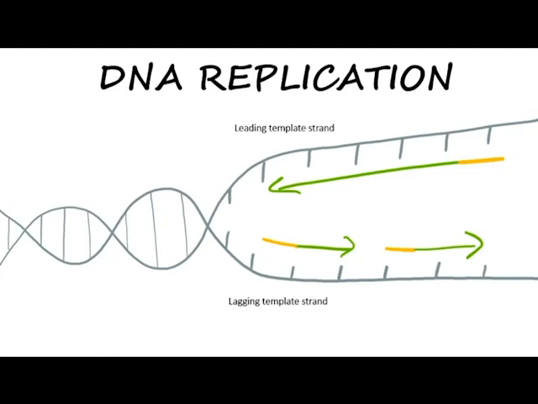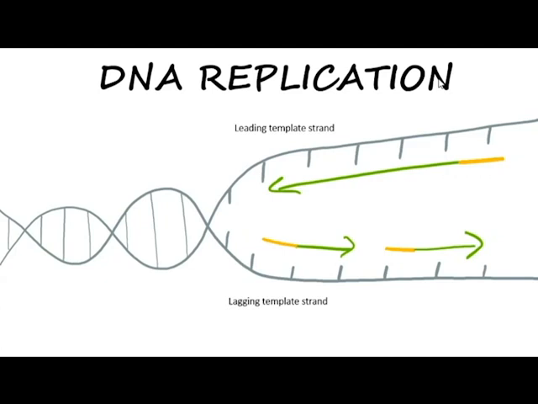In today's video, we will be discussing one of the topics of Chapter 7, DNA replication. So, let's start by exploring why DNA replication is called a semi-conservative process.